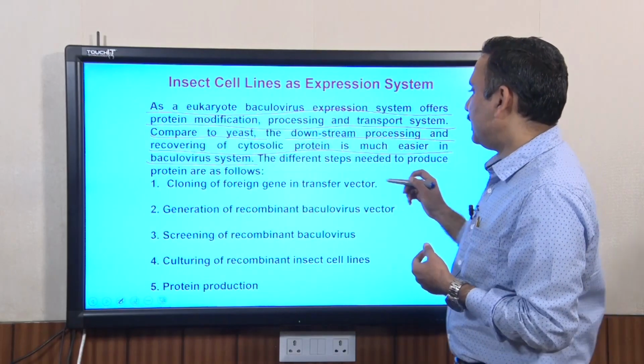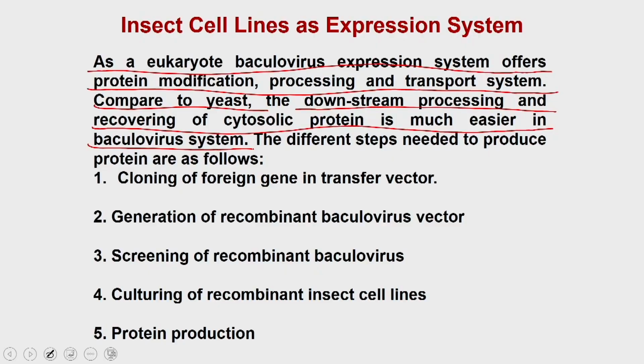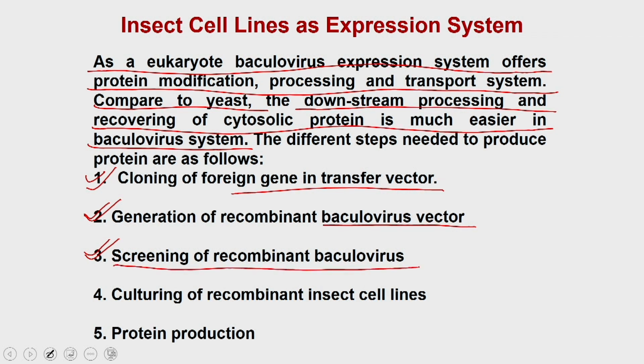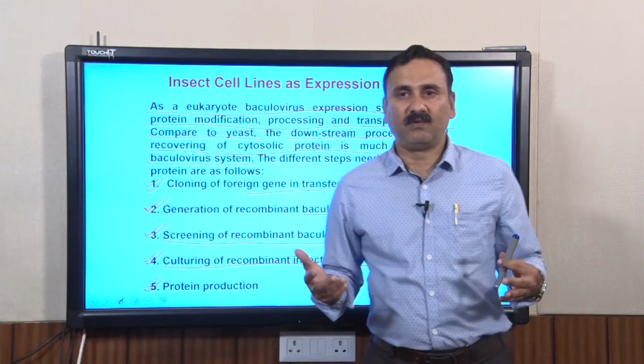So, if you would like to produce the protein, you have to follow these steps. First, you have to clone the foreign gene into the transfer vector, then generate the recombinant baculoviruses or baculovectors, then screen the recombinant baculovirus, then culture the recombinant insect cell lines, and ultimately do the protein production. So, let us start with the first step, which is the cloning of the foreign gene in the transfer vector.